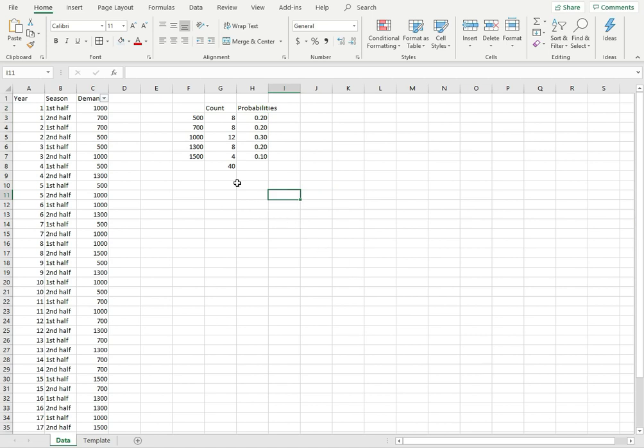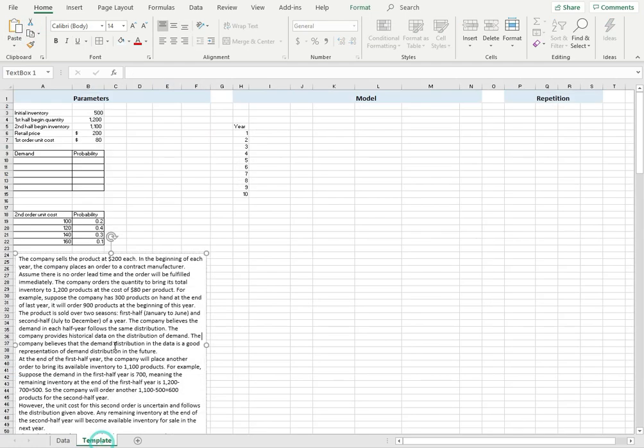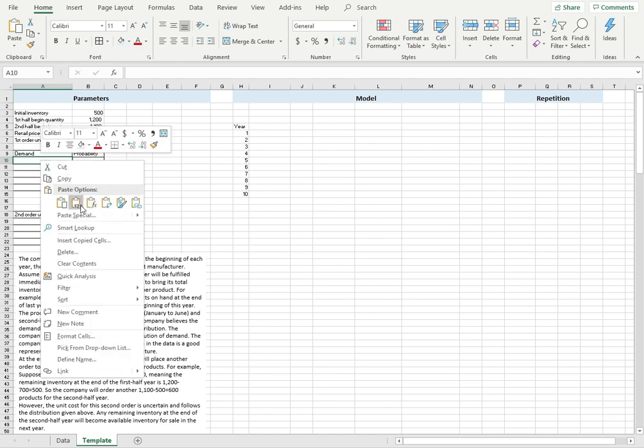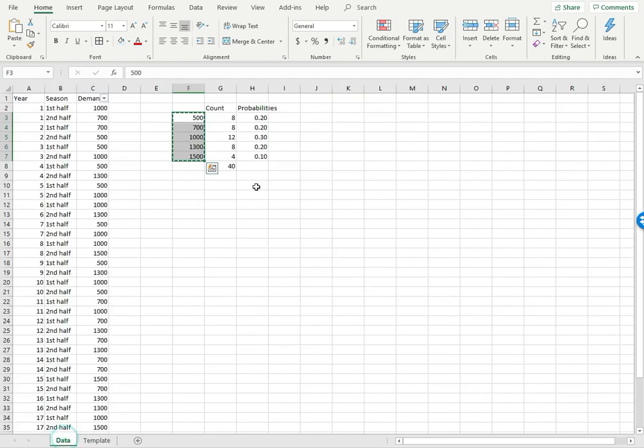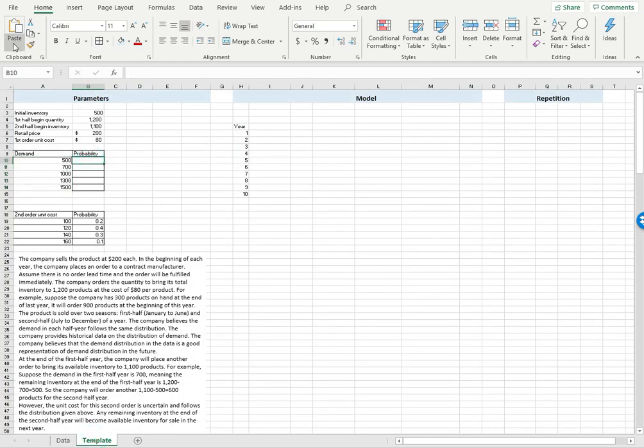Now I have the probability for the demand. I can just copy this distribution from here to the template. So I collect the information here and paste it here. These are the possible demands. These are their corresponding probabilities. Paste value. Okay, so here we are.